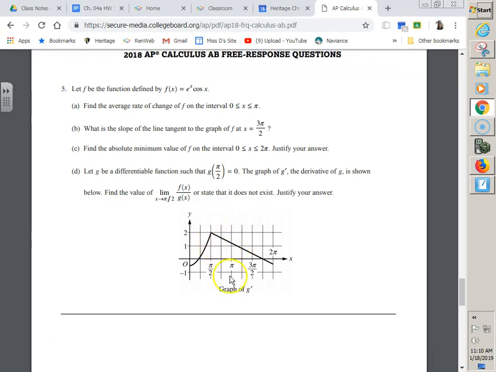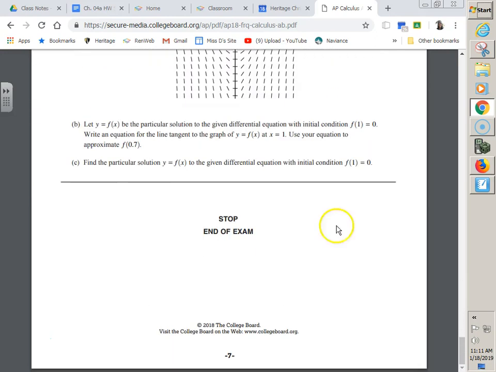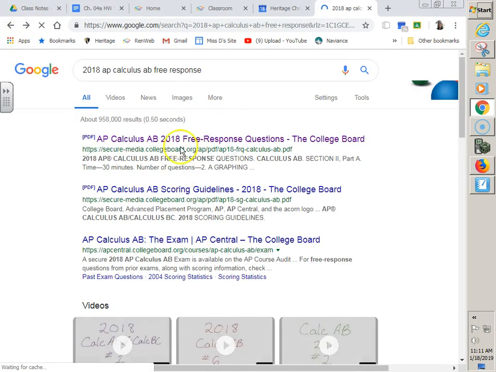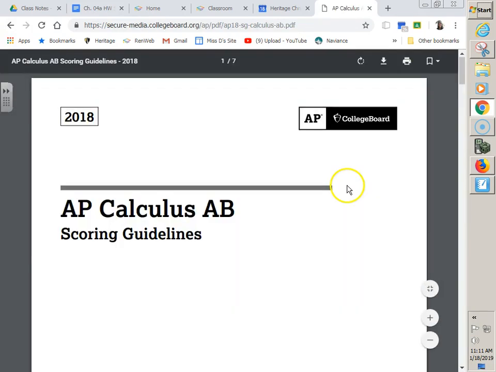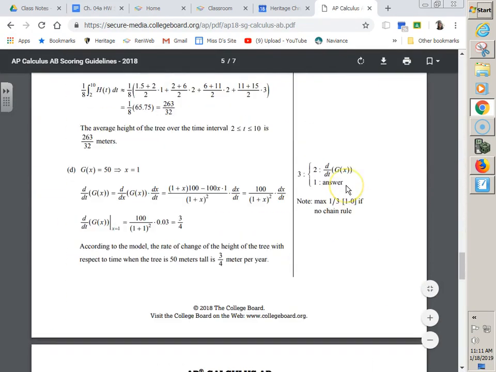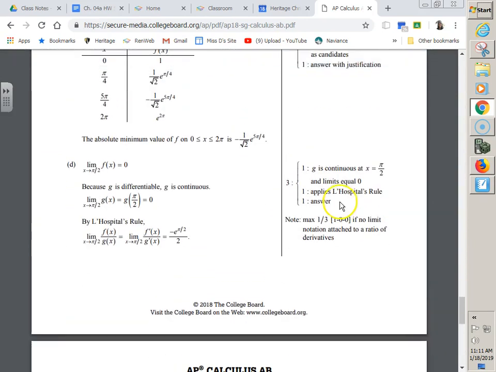Well, g prime is not differentiable, but is g differentiable? Yes. Yes, because the point exists. G prime is continuous, g is differentiable. Interesting. Let's go down and see how, oh, that's not the one that I wanted. Sorry, Lucinda. Scoring guidelines. Was it the last FRQ? Oh, no, second to the last. Okay, what do you guys see?